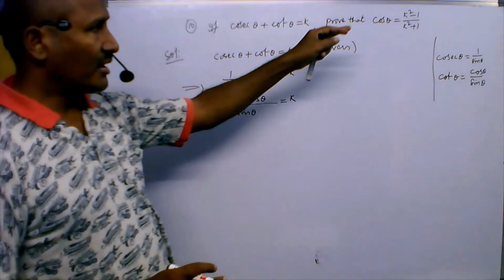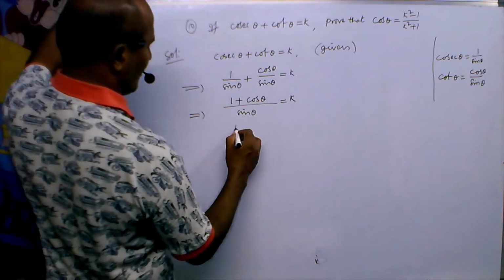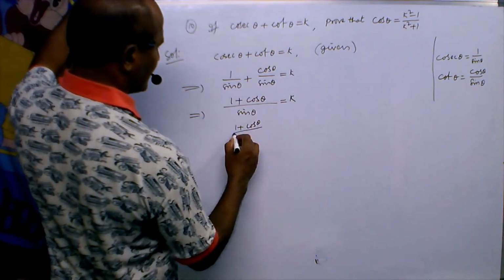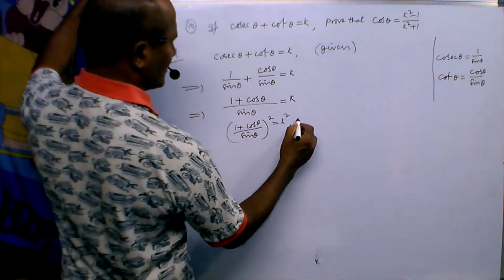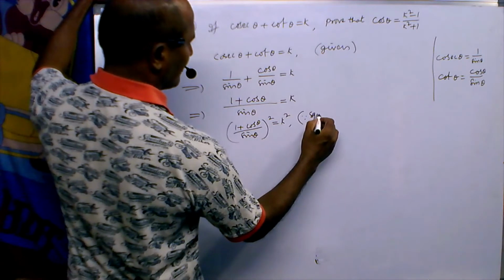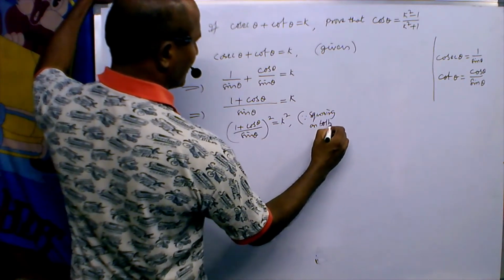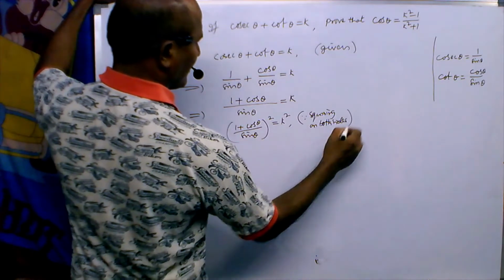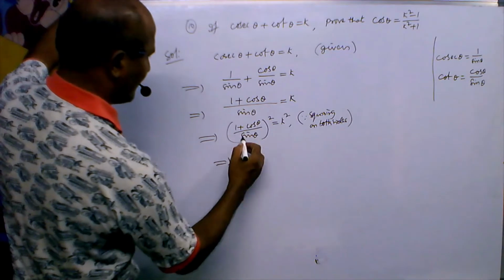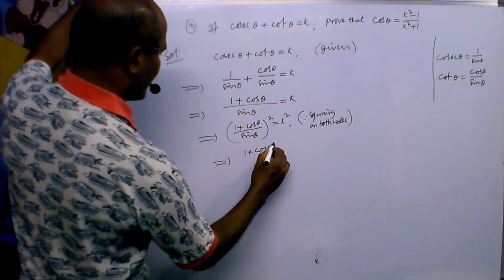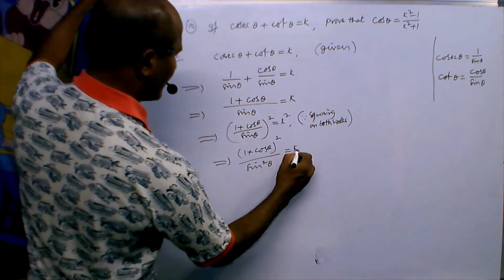So to get the required value, we have to square on both sides. 1 plus cos theta by sine theta whole square is equal to k square. You can write here squaring on both sides. Now here separate the squares. 1 plus cos theta whole square by sine square theta equal to k square.